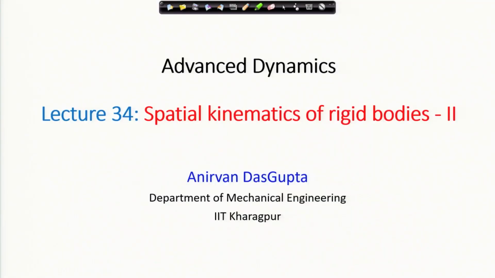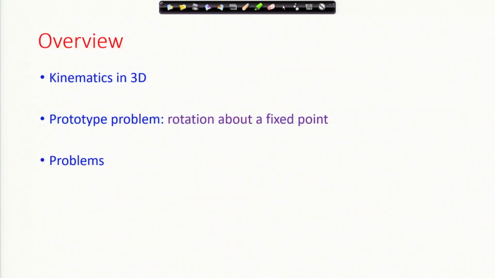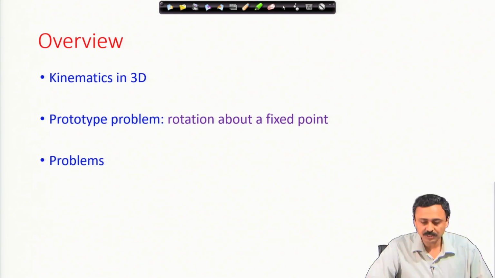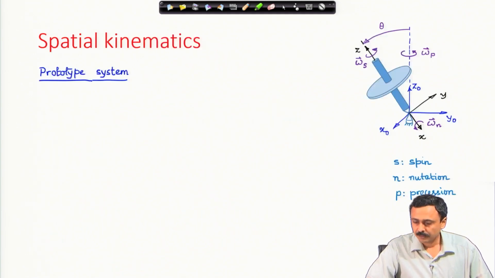We will continue our discussions on spatial kinematics of rigid bodies. We will just recapitulate what we have discussed in the last lecture about kinematics in 3 dimensions and the prototype problem which represents rotation about a fixed point, and we are going to look at some problems. Recall that we had discussed this example, this prototype system of an axisymmetric body rotating about a fixed point.